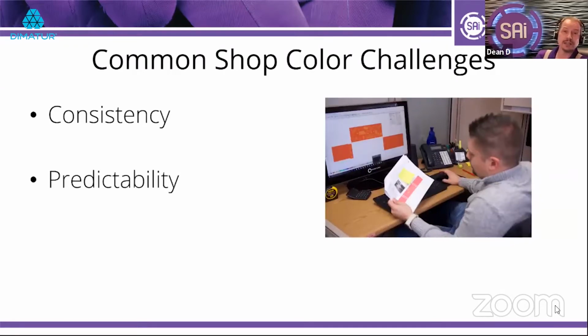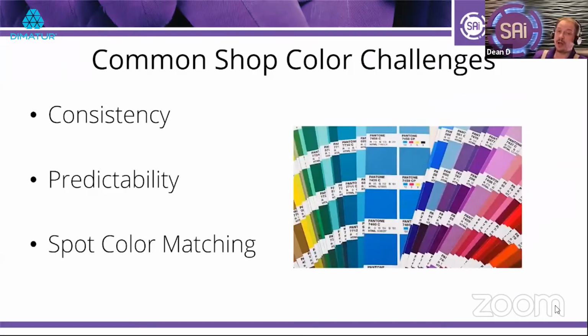How often do you want to get the same color across jobs, or be able to know what color is going to be before you actually print? And the next one is obviously spot color matching.